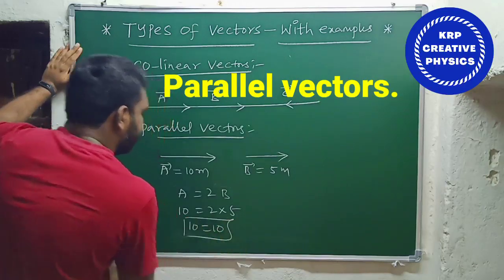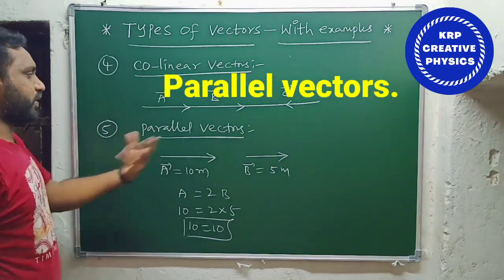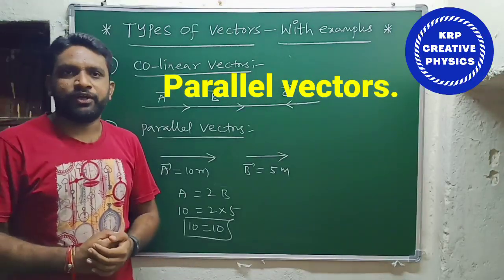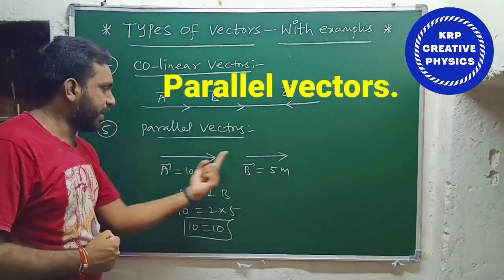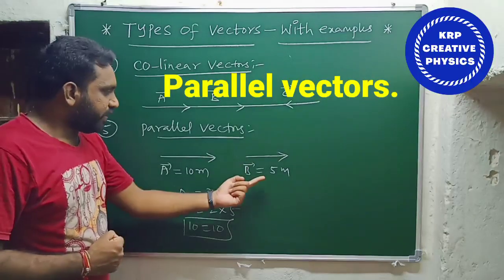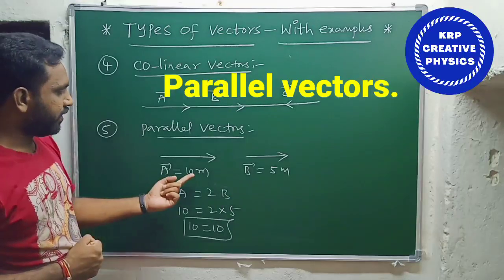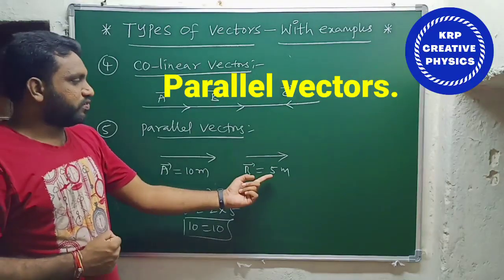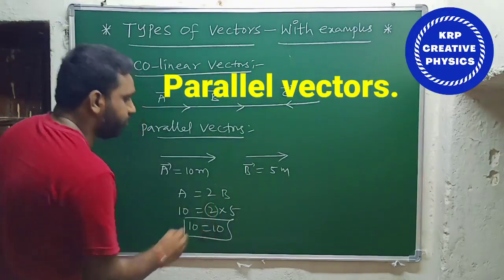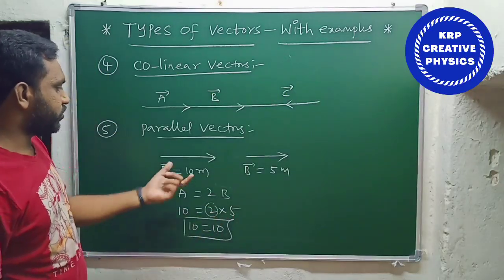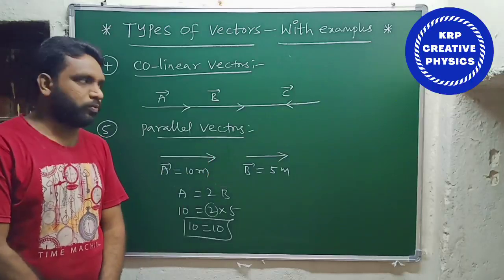So this is the condition. What are the conditions for two vectors to become parallel vectors? First of all, they should have the same direction. And one vector should be a scalar multiple of the other vector. Here the scalar is 2. We are multiplying this vector by the scalar 2; 2 times 5 is 10. Then these two vectors are said to be parallel vectors.